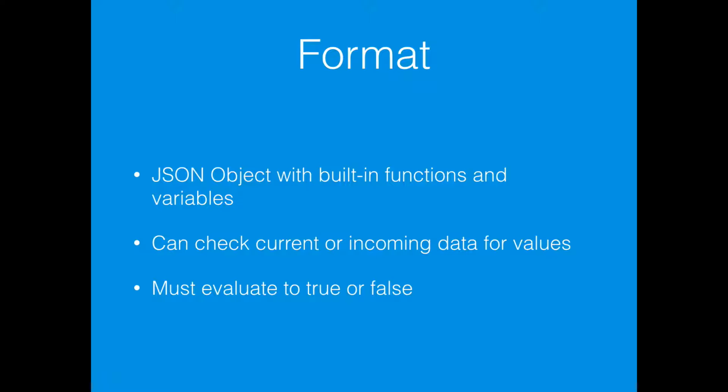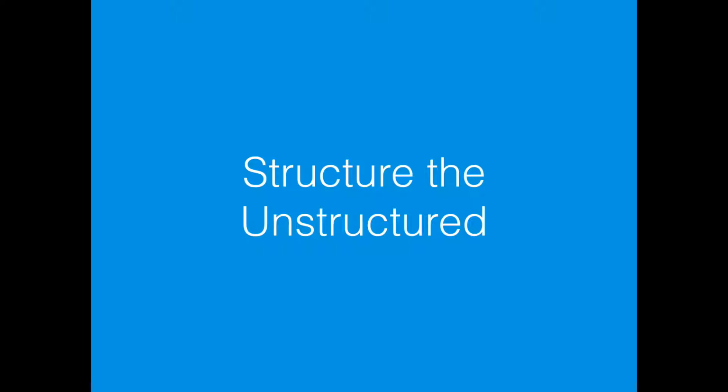So the format is just an enormous JSON object, with a couple of built-in functions and variables that you can use, and every attribute needs to evaluate to true or false. You can check current or incoming data, so like new data coming in or data that's currently in your Firebase, for different values, and you, like I said, evaluate to true or false. Again, this is structuring the unstructured. JSON can be very unstructured, and this is a way to provide some structure to it.